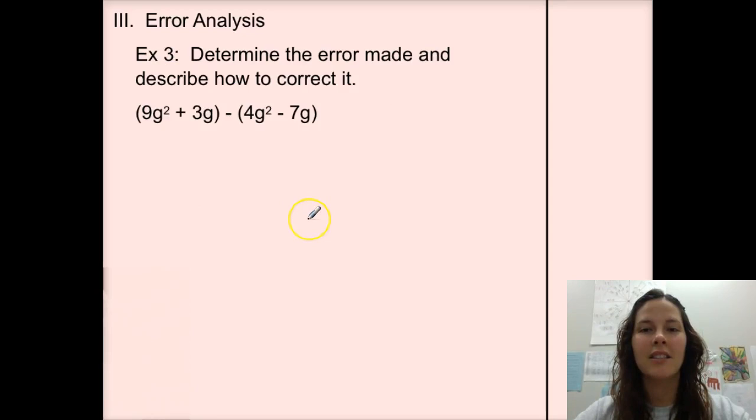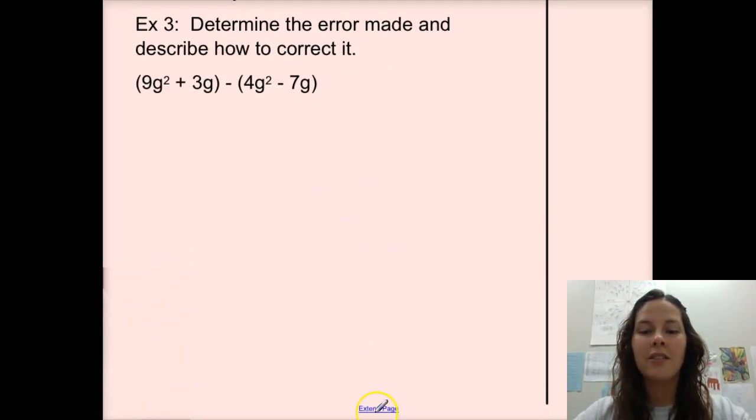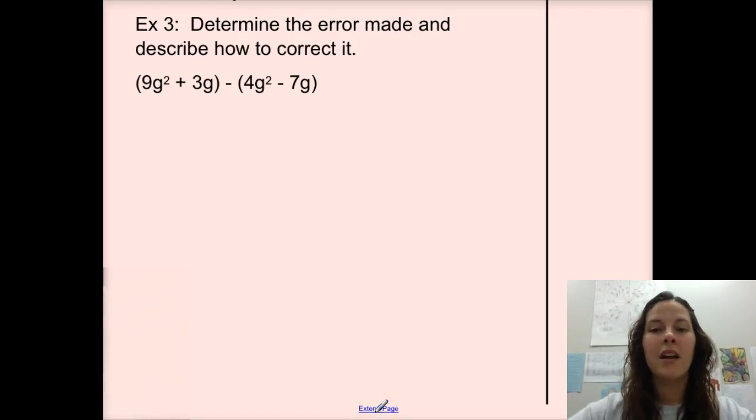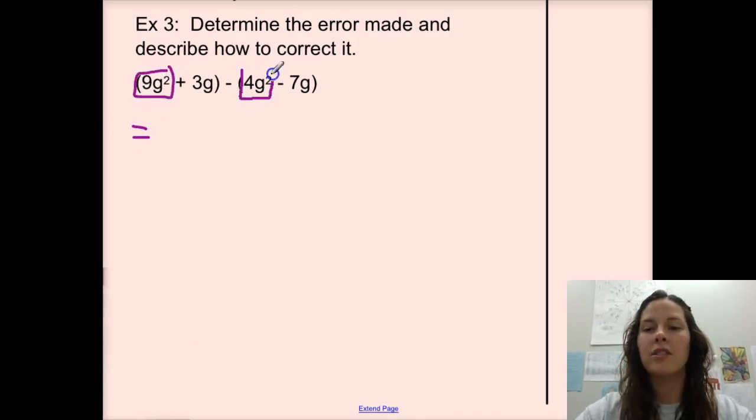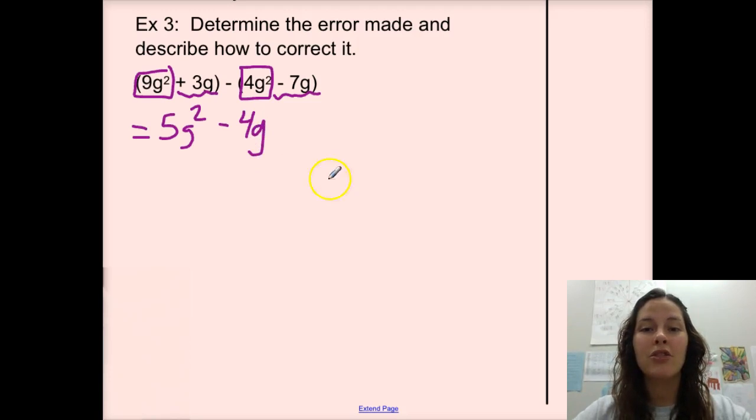Finally, our error analysis. Take a look at what I'm doing when I'm combining these polynomials and find my mistake. All right, so we have subtraction, so I'm going to start by subtracting my 9g squared and my 4g squared. And 9g squared minus 4g squared gives me 5g squared. And then I have plus 3g minus 7g, which is a -4g. So find my mistake on this one. Make sure you're taking a close look at how I was subtracting those polynomials.